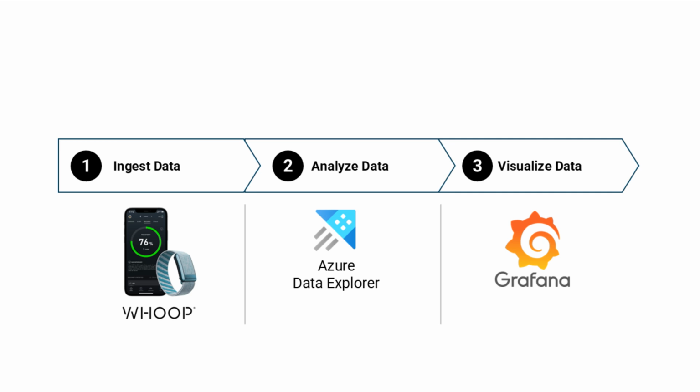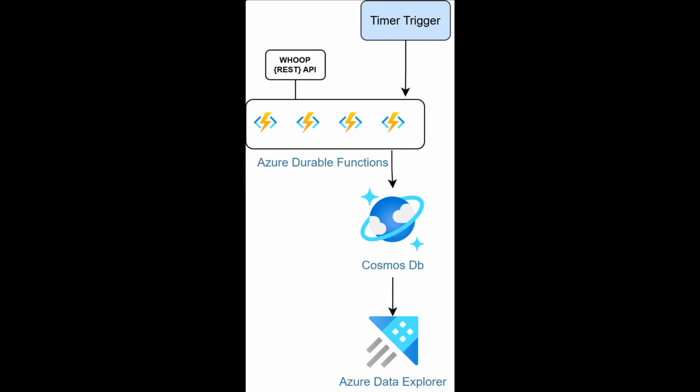So my approach is just to have a data pipeline that runs daily to ingest my Whoop data into Azure Data Explorer and then connect it to Grafana to build my dashboard. So here is a high-level design of my approach. As you can see, I use Azure Durable Functions. This is where I have my workflow for fetching Whoop data via REST API for storage. Second, here we have Cosmos DB, which is my storage solution to store my Whoop data.